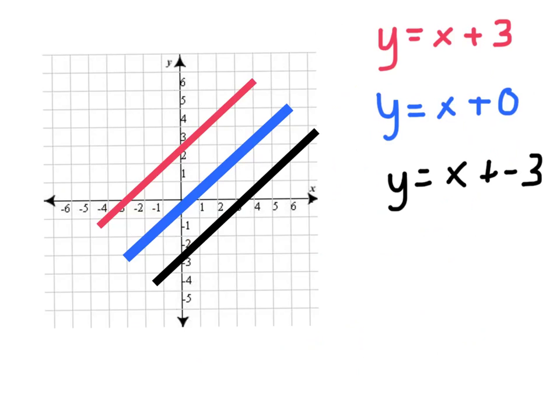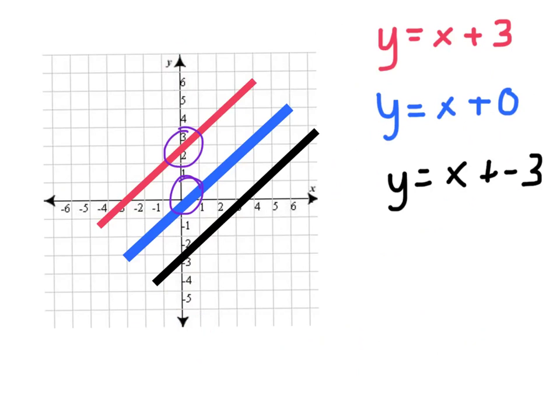So if we look at our three functions, we can see here that the y-intercept is 3, 0, and negative 3. So that should tell us where on the y-axis, which is the vertical axis, the line will intercept. And let's look at the first one. The y-intercept is 3, and here's where the line intercepts at 3.